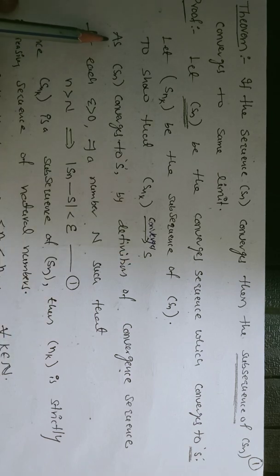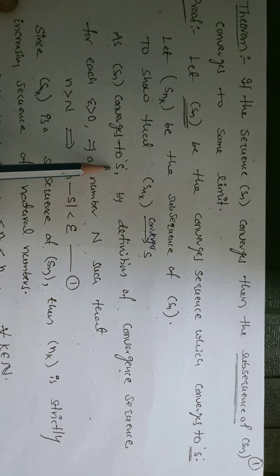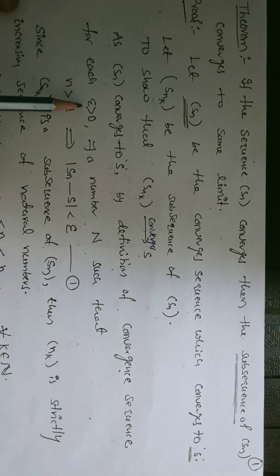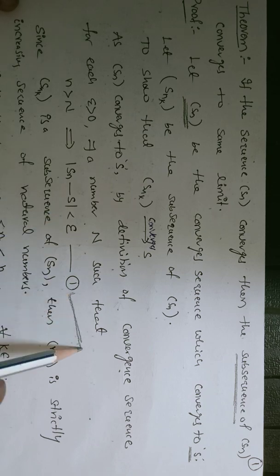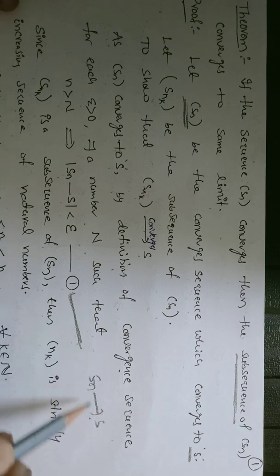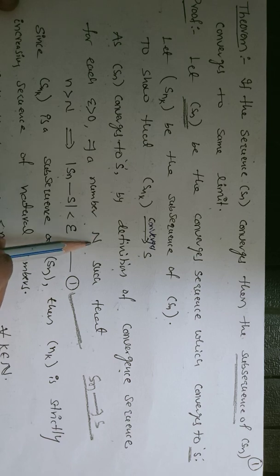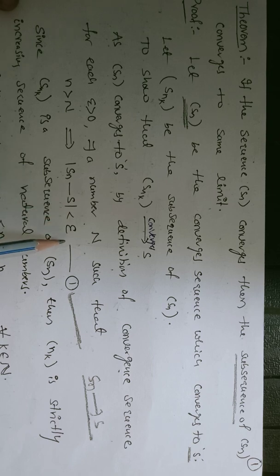Already given that the sequence Sn converges to S. By the definition of convergence of a sequence, already we know this: for each epsilon greater than 0, there exists a number capital N such that n greater than capital N implies mod Sn minus S less than epsilon. This is the definition of convergence of a sequence. Here S is the limit of the sequence. The sequence Sn converges to S. Then for each epsilon greater than 0, there exists a number capital N, and when n is greater than capital N, the difference of Sn and S is always less than epsilon.